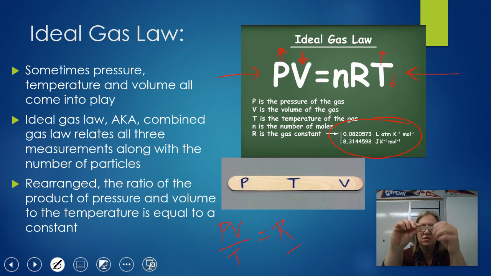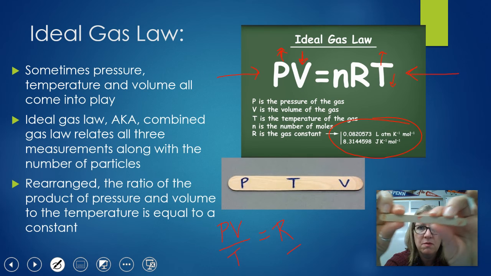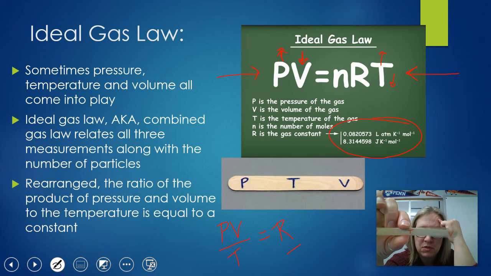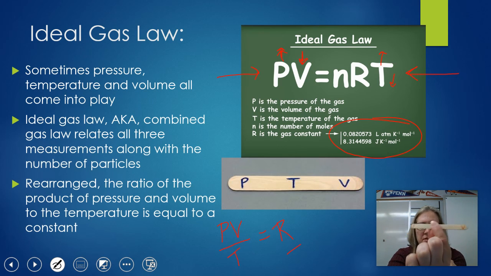So I want you to get a popsicle stick, or I'll give you one of these in class, and you can have a little trick here to help you remember what happens with these three laws. Since one of these measurements is constant, you place your finger over the thing that's constant. So if temperature is constant, what happens when volume increases? When volume increases, pressure goes down. What happens when pressure increases? Volume goes down. Pretty fun, right?